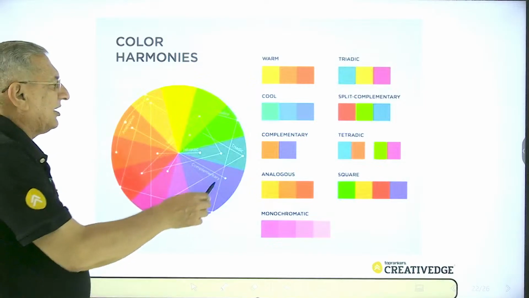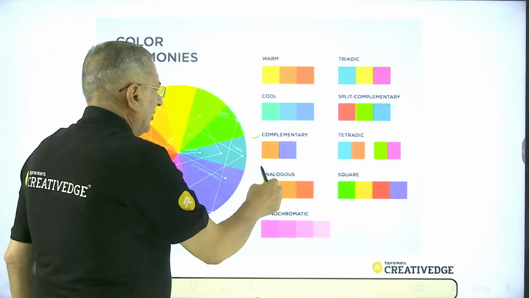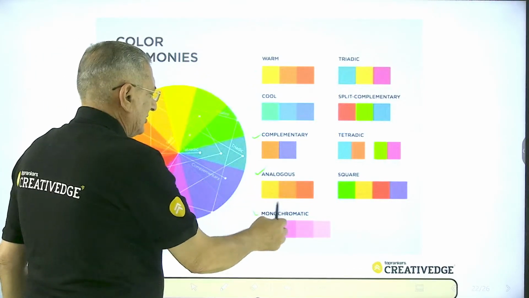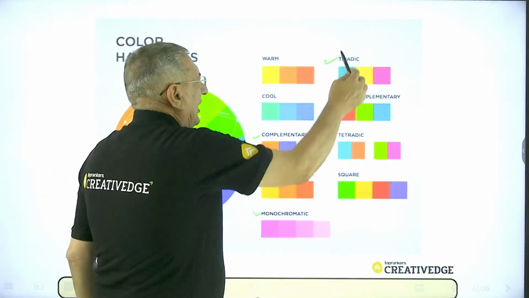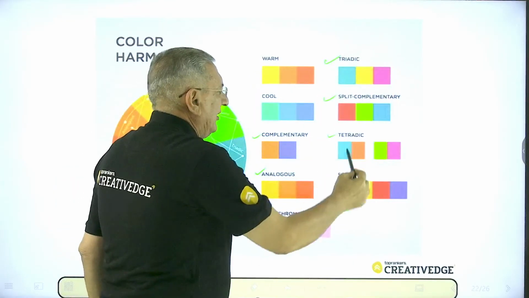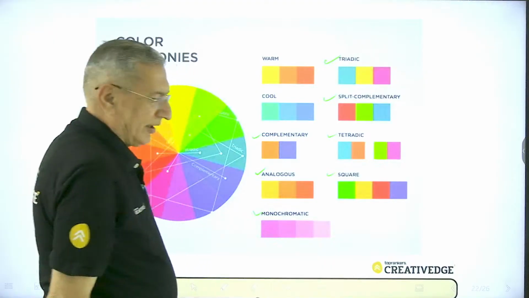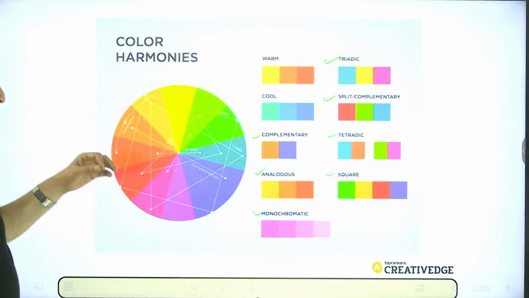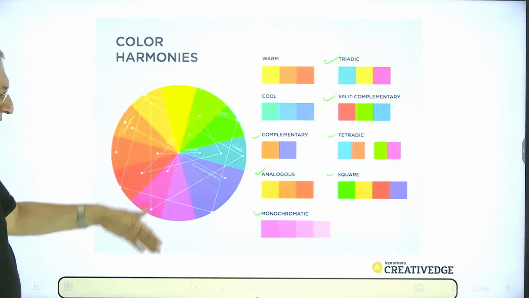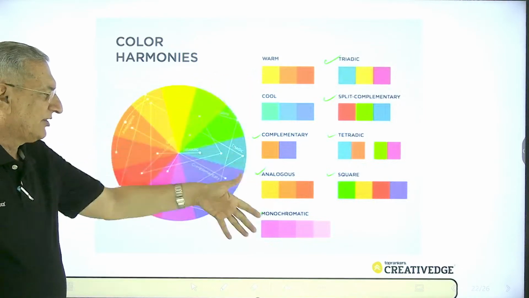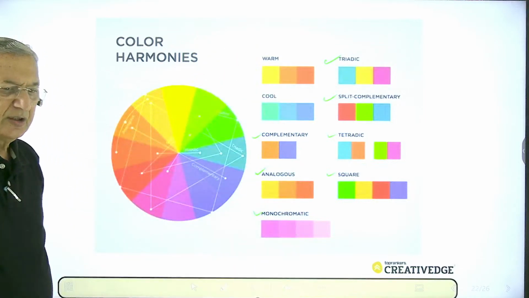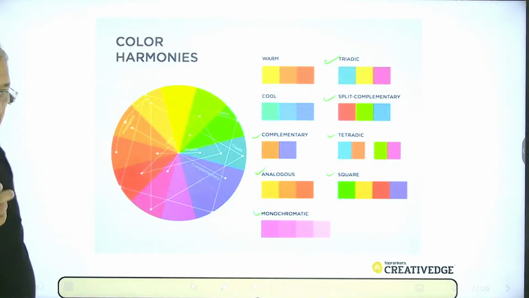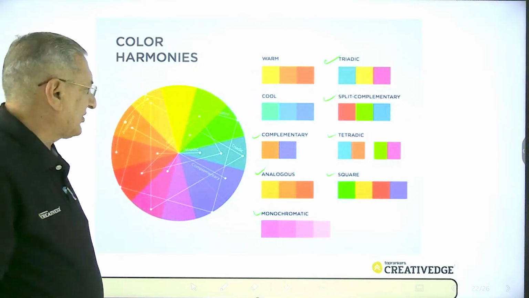Then there are other harmonies known as complementary, analogous, monochrome, triadic, split complementary, tetradic, and square. In brief, I would like to explain from here what all these color harmonies are, and they are useful, by the way, in competitive exams.